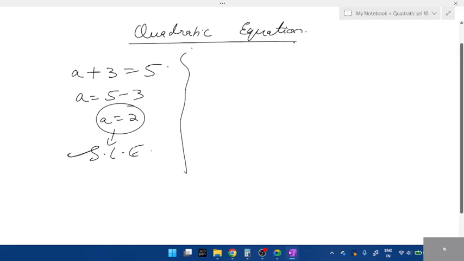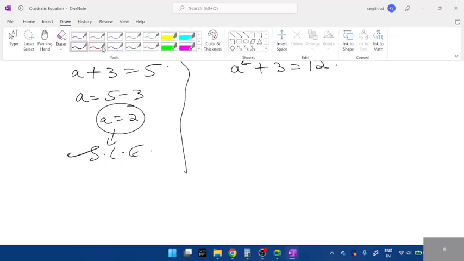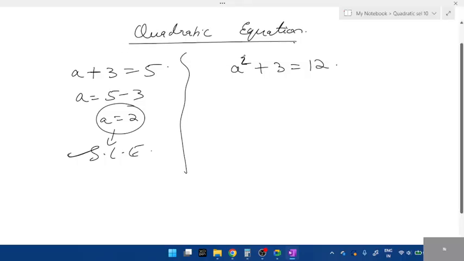A quadratic equation is a linear equation with degree 2. If I write a square plus 3 is equal to 12, what's the degree? How many variables are there? One variable. What's the degree? 2. Remember, whichever has degree 2, this entire thing is a quadratic equation.